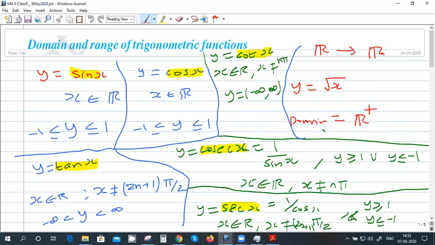Another way of understanding is cot is cos by sine, so whenever sine becomes 0, and sine becomes 0 at n pi, that's why x is not equal to n pi. Similarly, cosecant x is 1 by sine, so x should not be n pi. There will be a restriction on the domain, and the range will be the opposite, because it is the reciprocal of sin x, right? So do you understand that one? Yes. This one was the reciprocal of sine. Got this, no? Similarly, secant x.